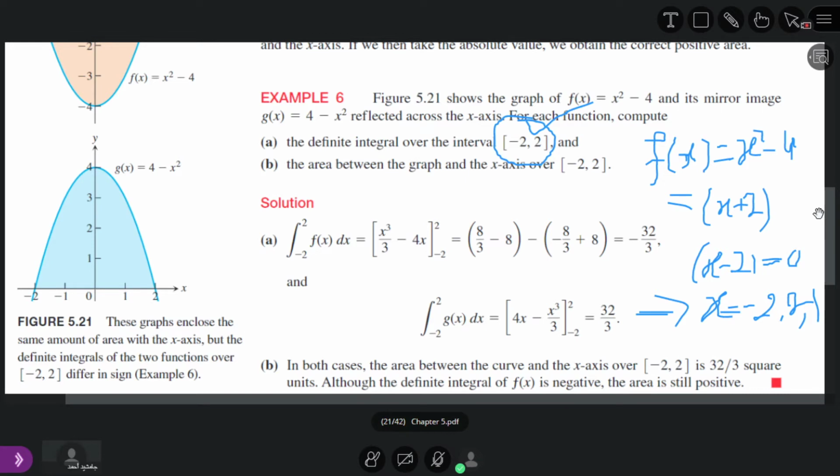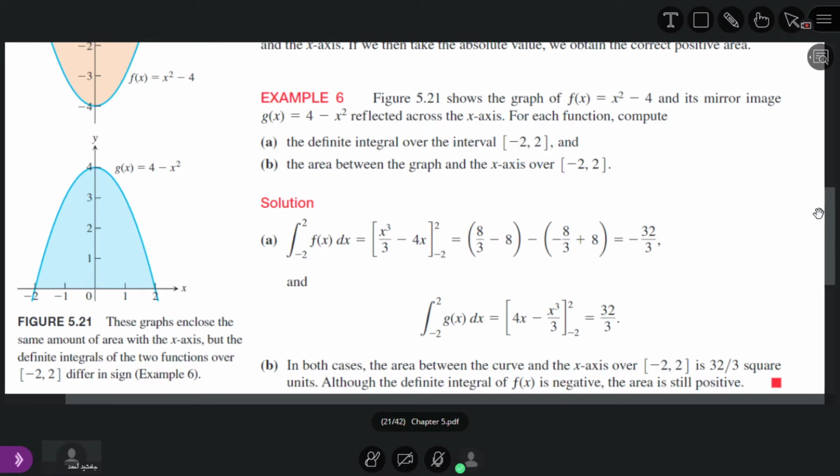So here, we have the following example. We have the following function: f of x is equal to x square minus 4.